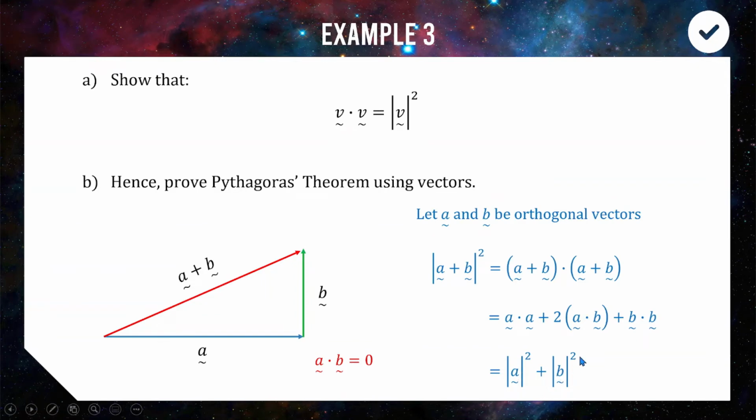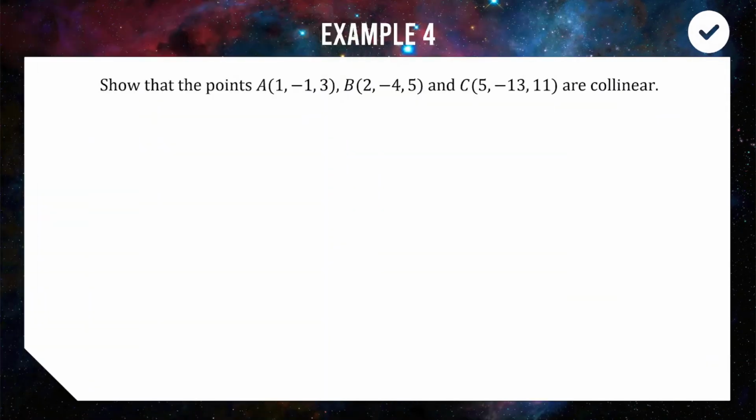And then what we've just done is we've shown that Pythagoras' theorem holds true because A squared plus B squared is equal to C squared, where A, B, and C are the three lengths of this right angle triangle. Hallelujah, Pythagoras still works. Good to know. All right, on to example 4.